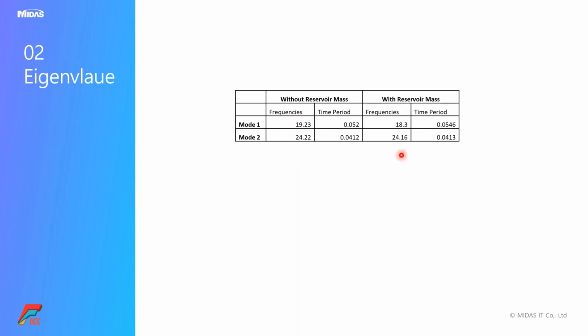And with reservoir mass, you can see the frequency is a bit less. It's actually higher as well, but it's less than the condition without reservoir. So hence less frequencies. That means less chance to attract more forces onto the structure. Hence, a little bit less conservative when compared to this particular condition.